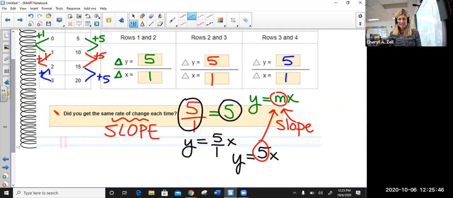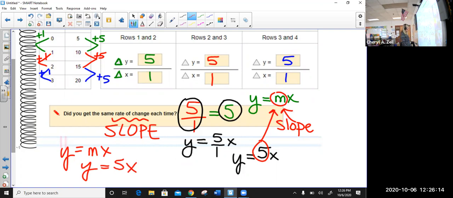So that is the rate of change equation that you will need to know. I'll say it again. Y equals mx. The m is your slope. What was the slope or the rate of change for this table? It was 5 over 1, which simplifies to 5. So to write the equation, it would be y equals 5x, and that's all you need to write.